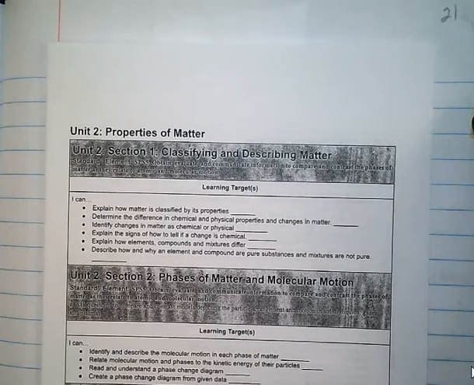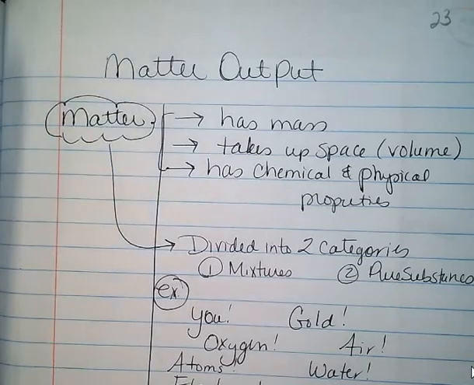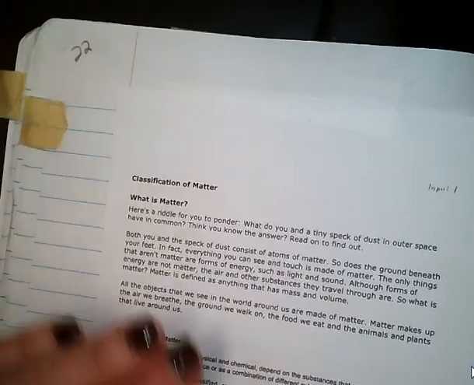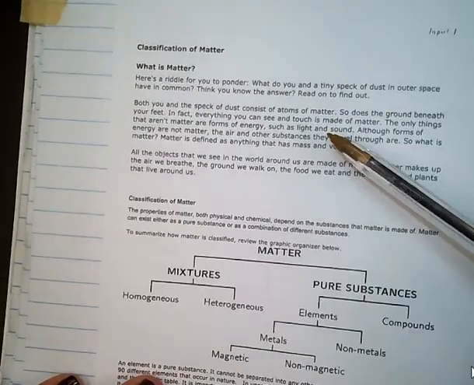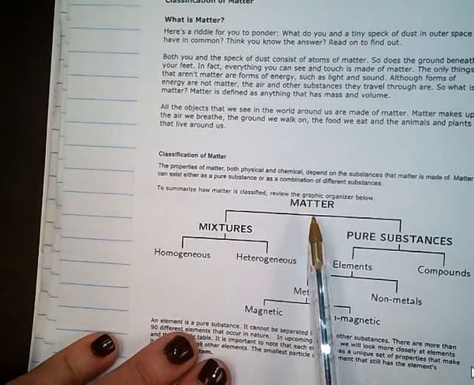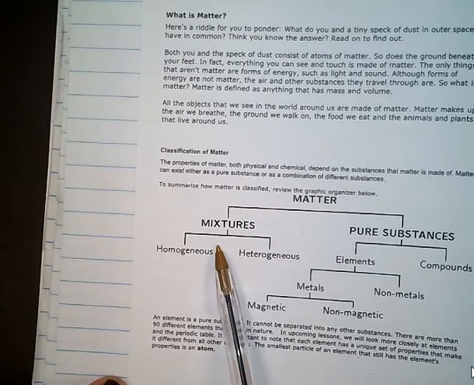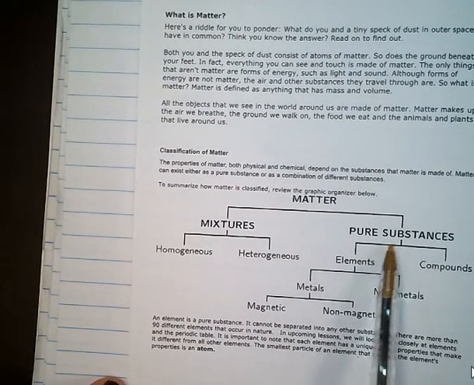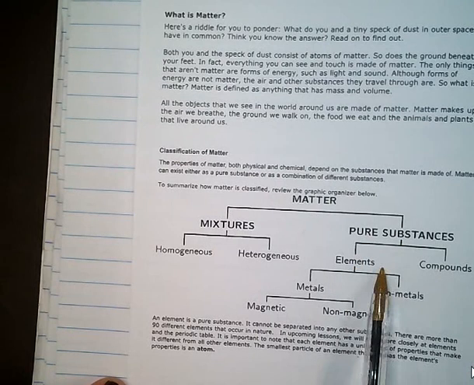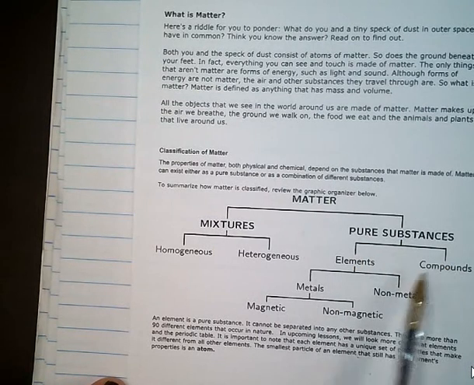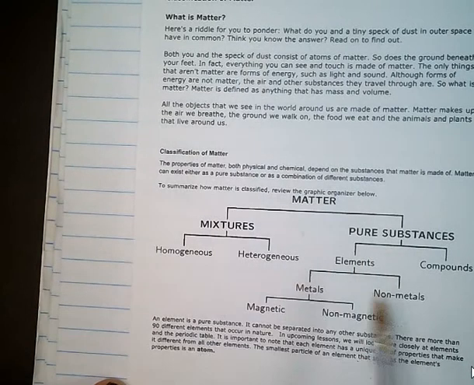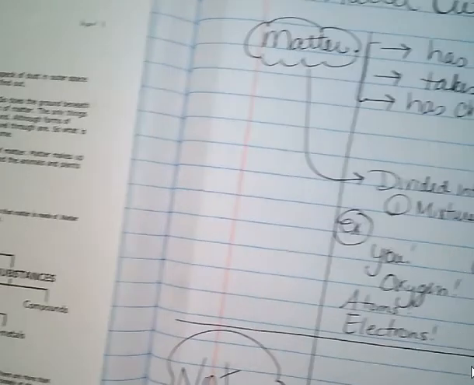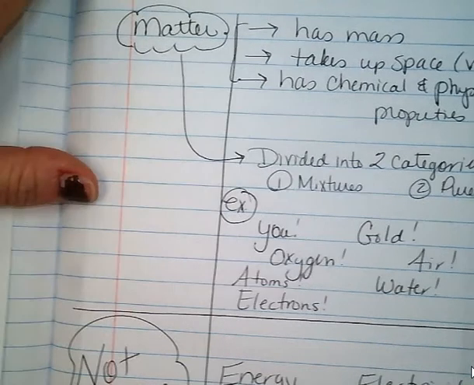If I flip the page over, we should have on page 22 the classification of matter reading. So we went through here, we talked about what matter was. It's made up of atoms. Matter can be categorized as mixtures or pure substances. Pure substances are elements and compounds because they're the same throughout. Elements can be metals, non-metals, magnetic, not magnetic. So there was some reading, and right over here we talked about what the difference was of matter and what's not matter. That's how we started out.